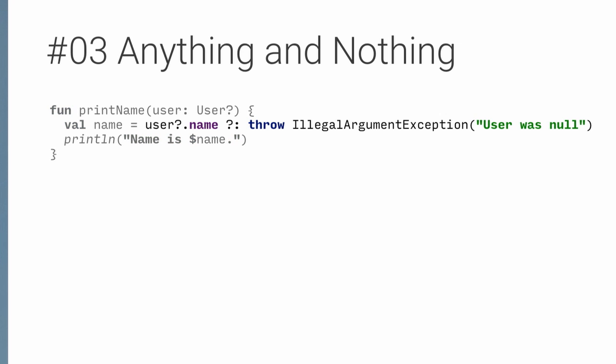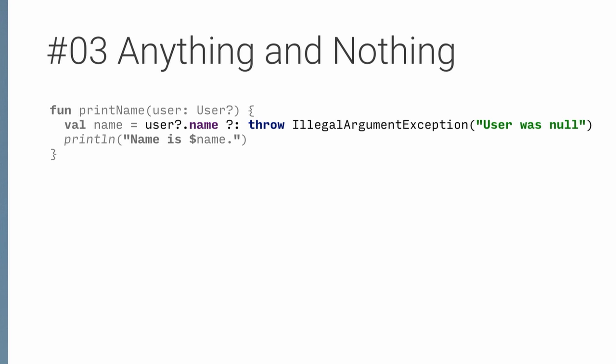So here in this expression, I'm getting a potentially null user and getting its potentially null name. And so on the left, this type is essentially a string, but it's a nullable string. And then I'm using the Elvis operator, which is basically a shorthand for a null check, to throw an illegal argument exception if that user is null or the name is null. The problem is that I'm assigning this to a local. So what type should the compiler infer for that local?